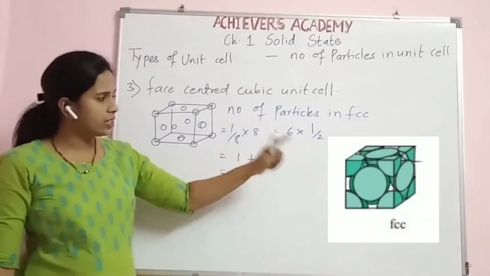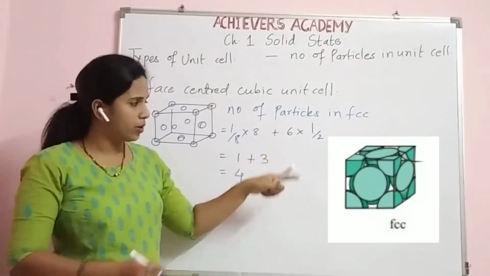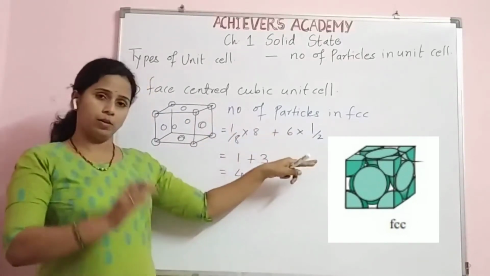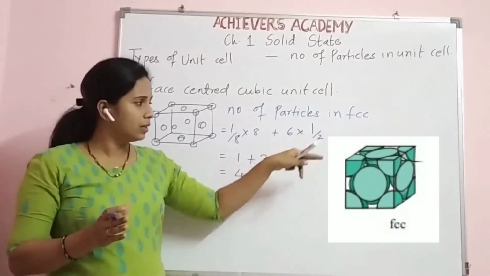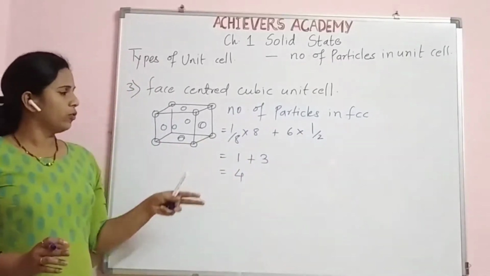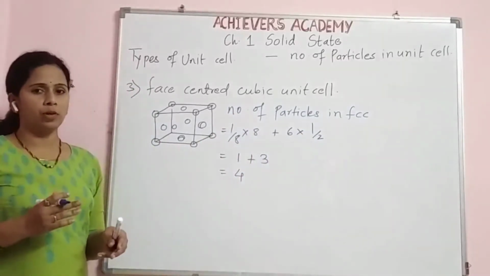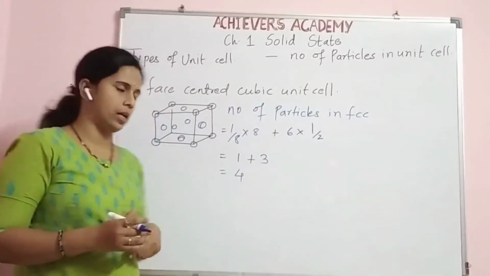See, you can see in the next figure how the particles are present at the 8 corners, as well as half of a particle shared at each face. Can you see that? Okay. Now let's go with the 4th type of unit cell, that is the end-centered unit cell or the base-centered unit cell.